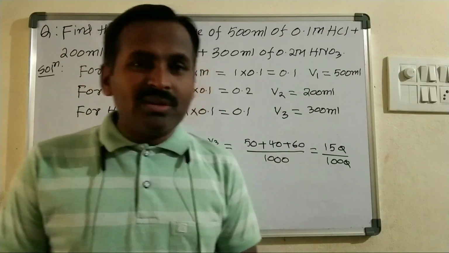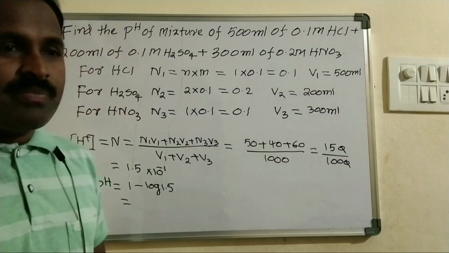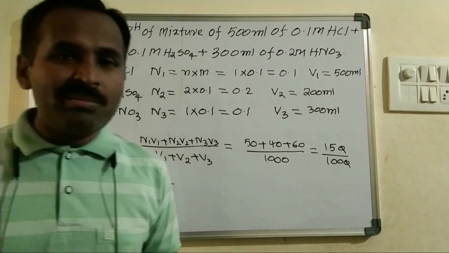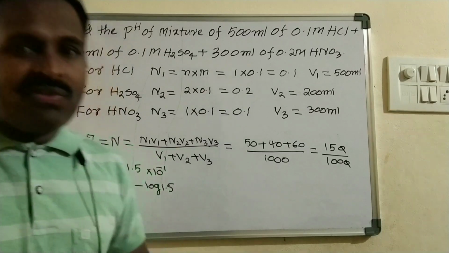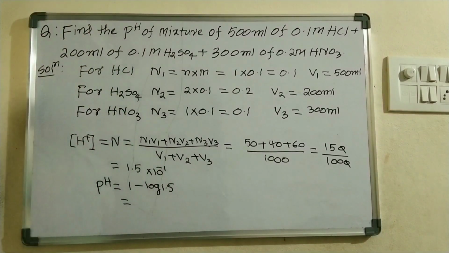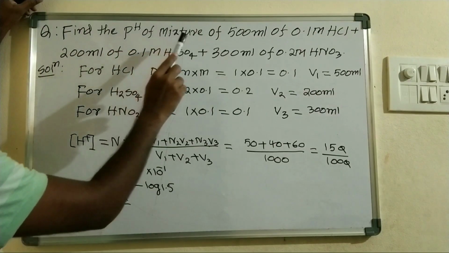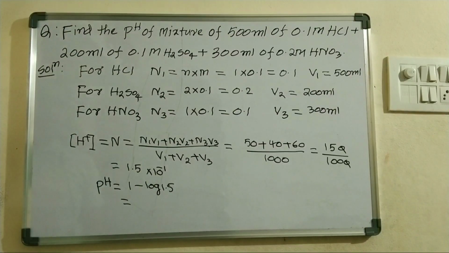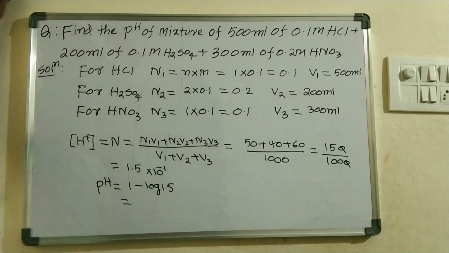I am Venkadesham. I am going to discuss some of the problems in ionic equilibrium, particularly the pH calculation for a mixture of strong acid and strong base, with different proportions. Here I am going to discuss one problem: find the pH of a mixture of 500 ml of 0.1 M HCl and 200 ml of 0.1 M H2SO4 and 300 ml of 0.2 M HNO3.